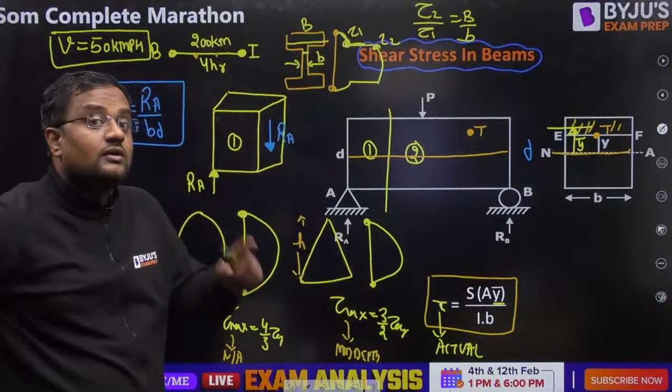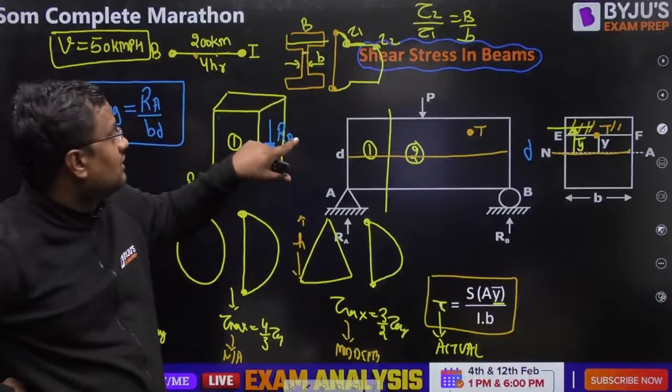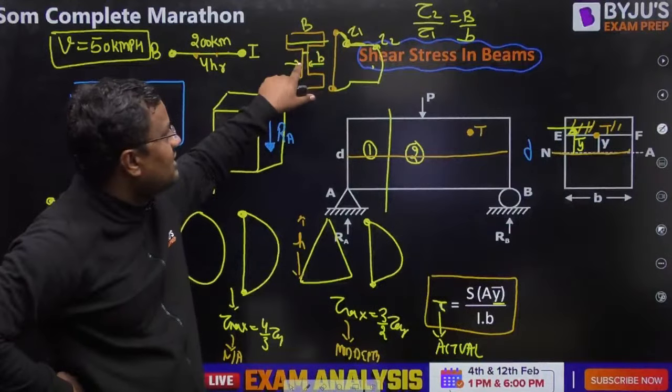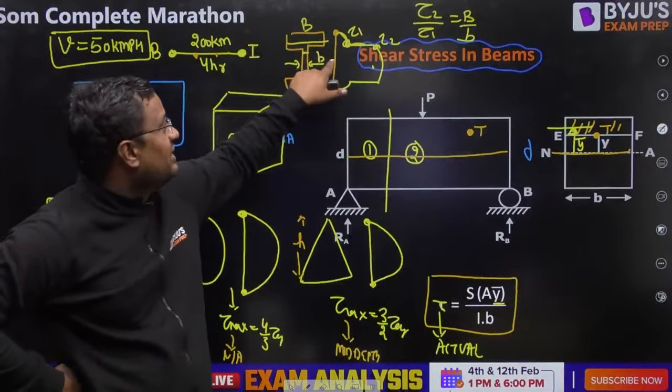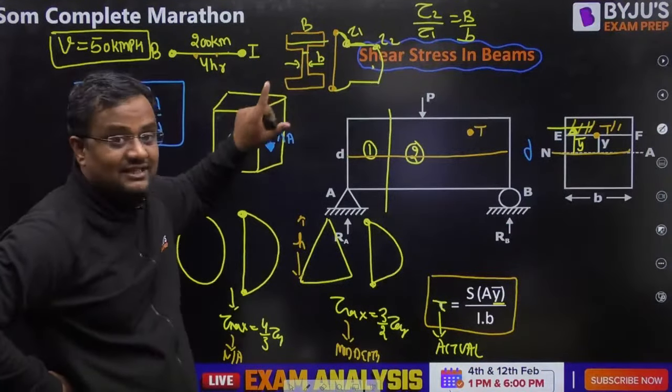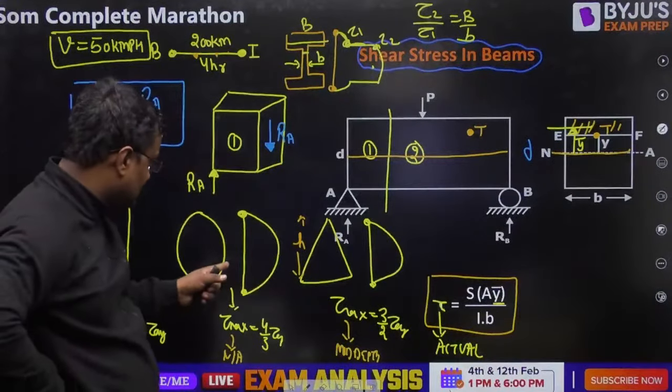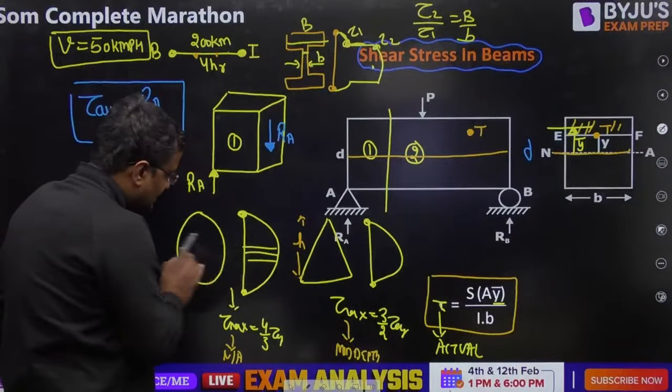Now, the I section is very poor in shear because where shear stress is more, the I has less area. Circle is very good in shear because where the maximum shear stress is there, there is the maximum area.